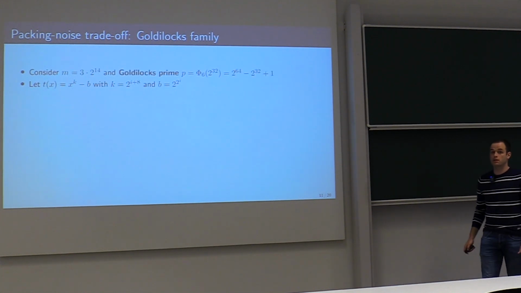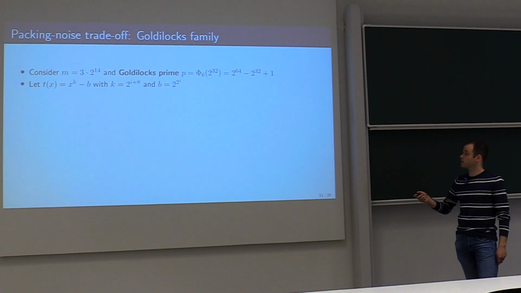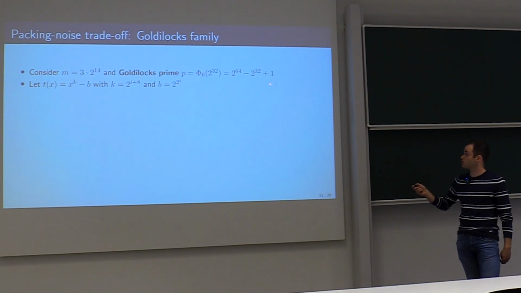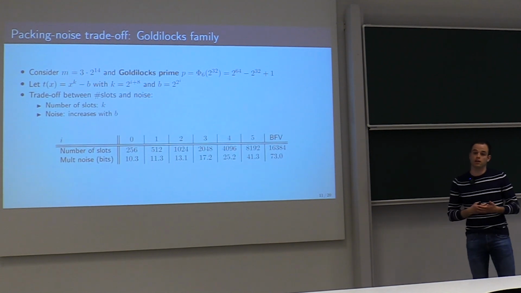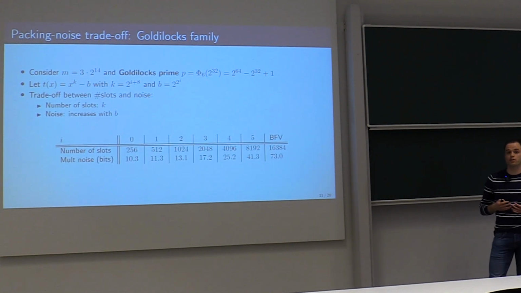Another interesting prime, especially for zero-knowledge applications, is this 64-bit Goldilocks prime, which you can see on the slides. Here we can make a similar table with the same conclusion, namely we have this trade-off between slots and between noise. But for the Goldilocks prime, the gain from using GBFV is even higher, since this leftmost parameter set has 7 times smaller noise than the rightmost one.